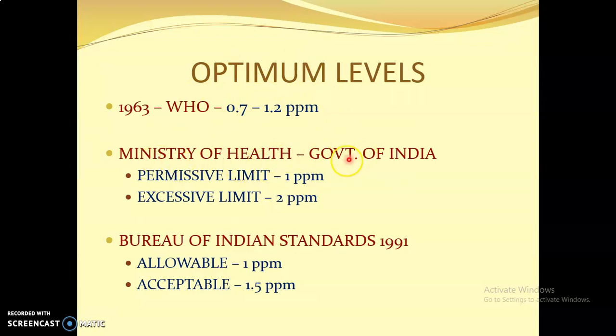However, the Ministry of Health and Government of India, according to the Indian scenario, have given a permissive limit of 1 ppm and an excessive limit of 2 ppm. According to the Bureau of Indian Standards, 1991, the allowable concentration is 1 ppm and acceptable is 1.5 ppm. So between 0.7 to 1.2 ppm is the ideal range of recommended fluoride concentration in drinking water for preventing caries with a minimum chance of causing dental fluorosis.